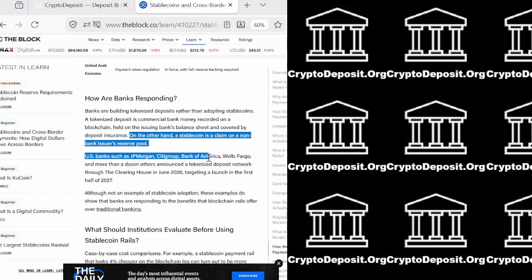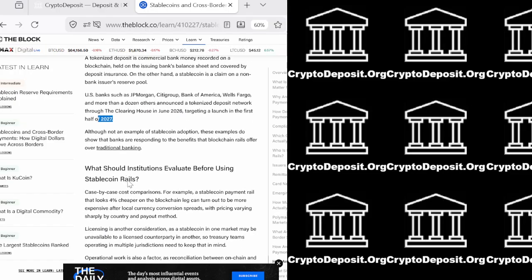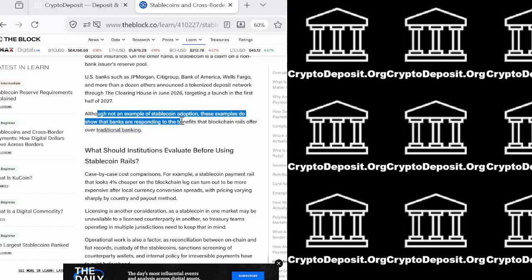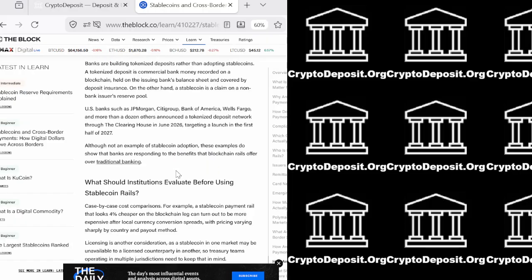U.S. banks such as JP Morgan, Citigroup, Bank of America, Wells Fargo, and more than a dozen others announced a tokenized deposit network through the clearinghouse in June 2026, targeting a launch in the first half of 2027. Although not an example of stablecoin adoption, these examples do show that banks are responding to the benefits of using the technology of blockchain rails over traditional banking. So that's really what we're addressing as well.